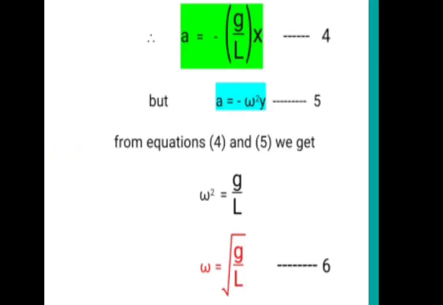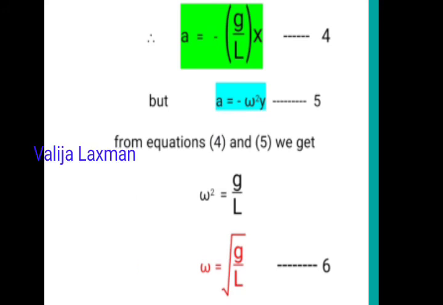But in yesterday's class, we already got one more equation. What is the equation we got here? A equal to minus omega square y. This was the equation we got in yesterday's class. So this equation is representing which motion? Simple harmonic motion.